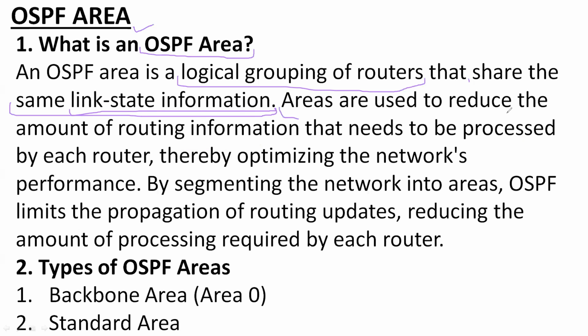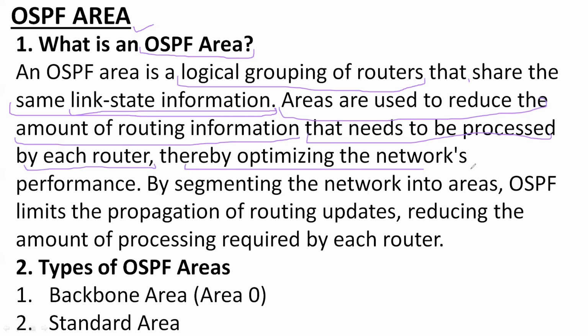So areas are used to reduce the amount of routing information. That means less routing information will be shared when there is any update, so the load that needs to be processed by each router will be reduced, thereby optimizing the network performance. So we can also optimize the performance of the network with areas. OSPF limits the propagation of routing updates.